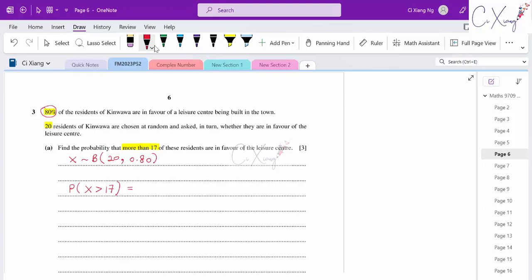In this discrete random variable, x more than 17 means that I want to include the calculation of the probability for x equals 18, x equals 19, and also x equals 20. So the maximum number for x will be 20 here. For x equals 18, it will be 20 C 18, and then p power 18, and then q power 2. Then for x equals 19, and also x equals 20.